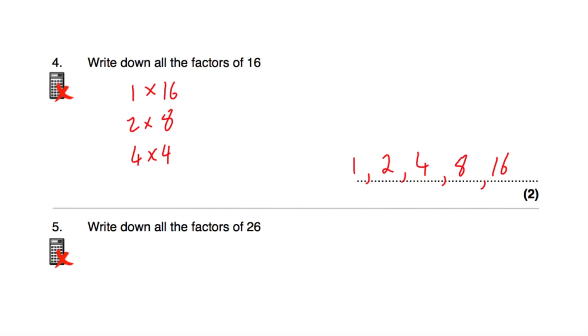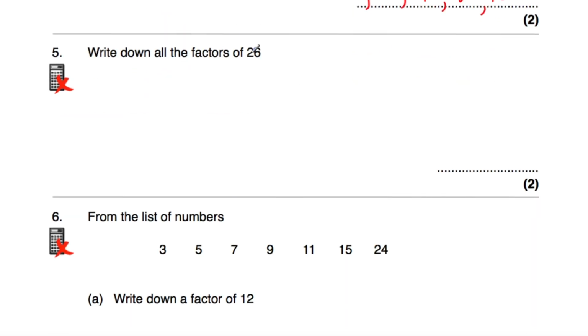Okay, let's look at question number 5. So question number 5 says write down all the factors of 26. So the factors of 26, let's think of the numbers that multiply together to give us 26. So 1 times 26, 2 times 13, and that's it. So the factors of 26 will be 1, 2, 13, and 26. You can divide 26 by all of these numbers exactly without getting a remainder.